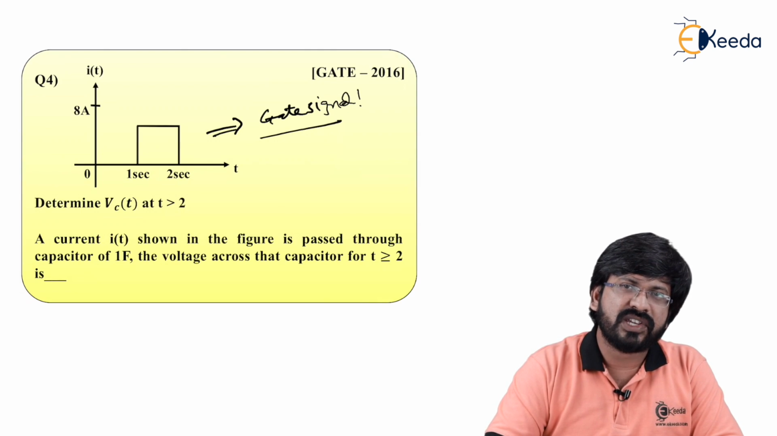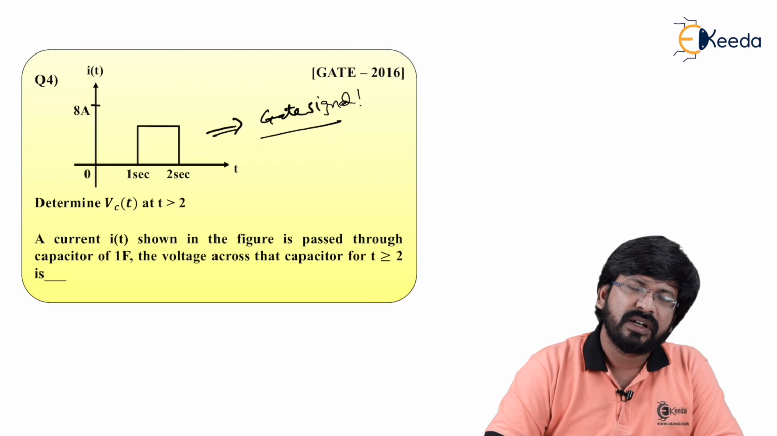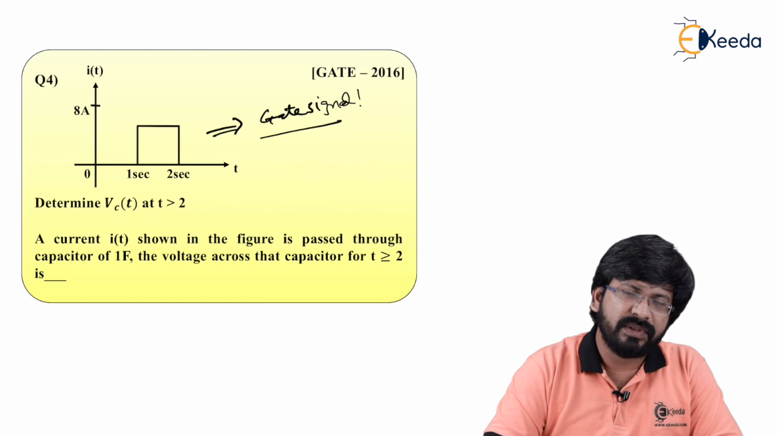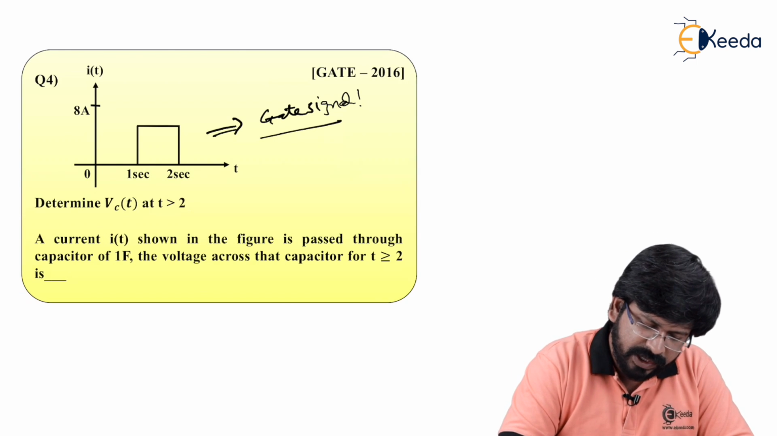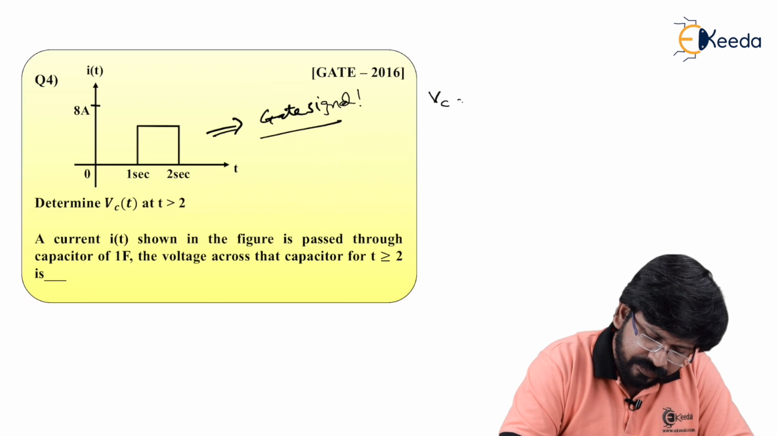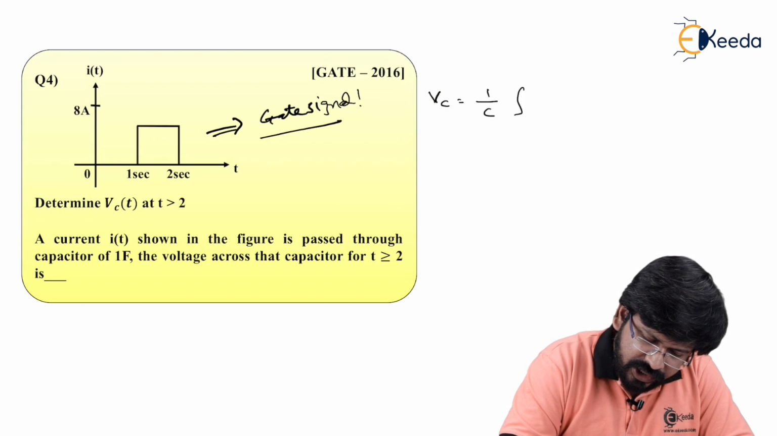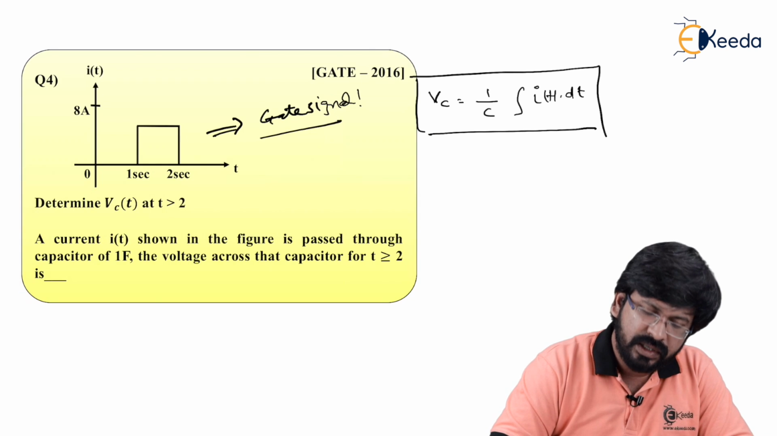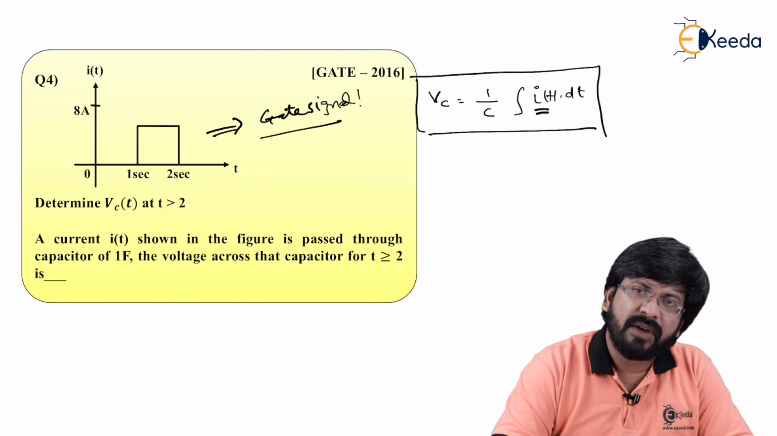When it is getting charged, you see that the voltage is continuously changing. At some given time, at steady state, it will reach a steady state value. But what they are asking is the voltage across the capacitor for time greater than or equal to 2. Let's see how to deal with this problem. Voltage across the capacitor is given by a simple formula: 1 upon C integration I of t dt. Am I right? This is the voltage equation for a capacitor. If the current is known to me, integrating it will give me the voltage.